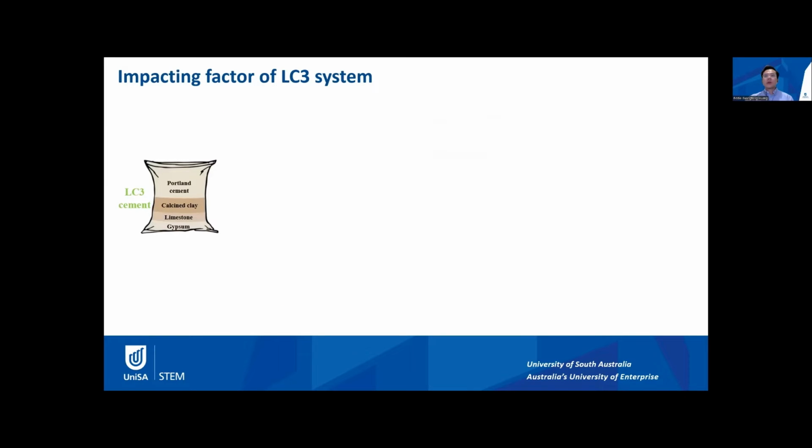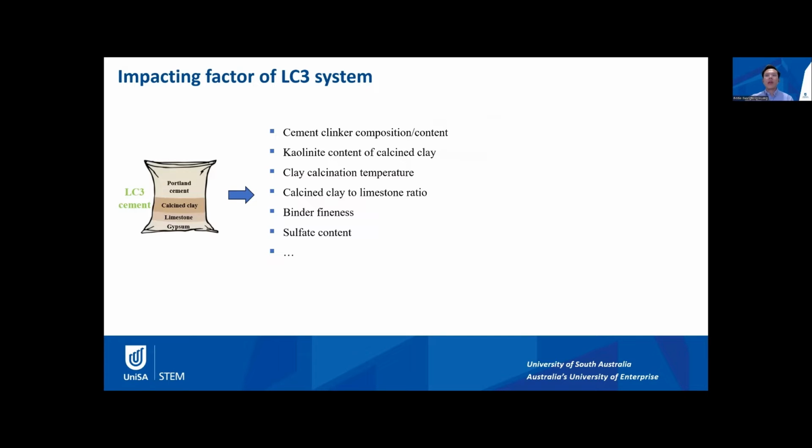So what is LC3 cement? It's a recently developed ternary blend cement that combines calcined clay and limestone with addition of gypsum, offering equivalent performance to OPC in terms of strength and durability. In recent years, enormous efforts have been made to investigate the factors affecting the strength performance of LC3 to determine the optimal formulation, such as clinker composition, clinker content, kaolin content of clay, clay calcination temperature, calcined clay to limestone ratio, and so on.